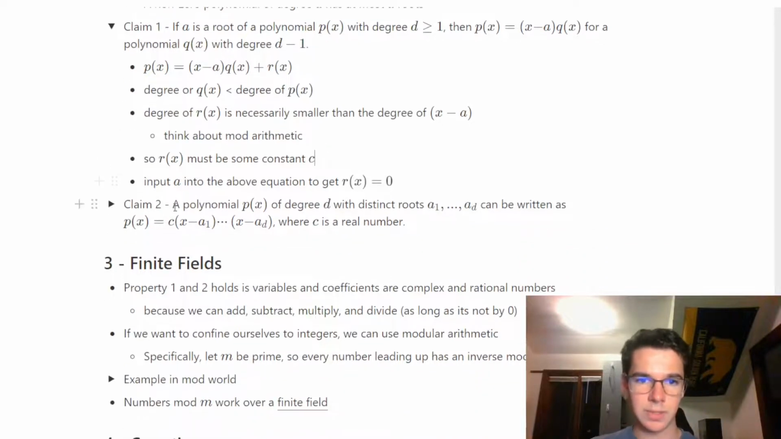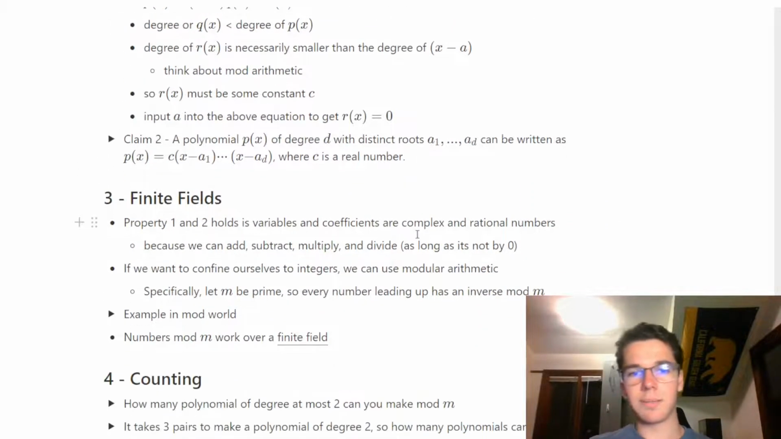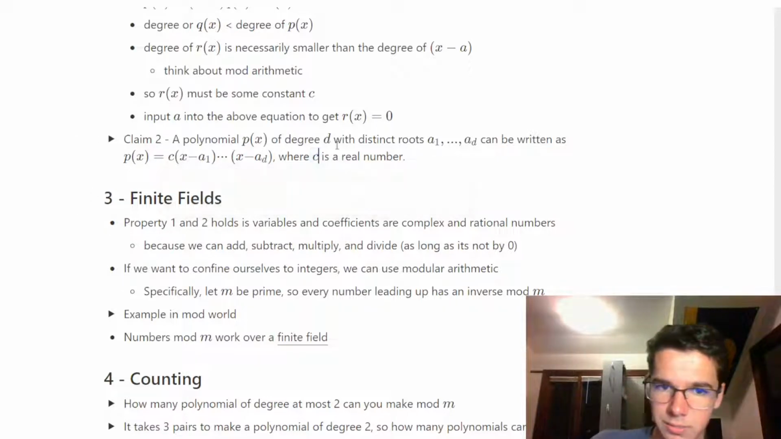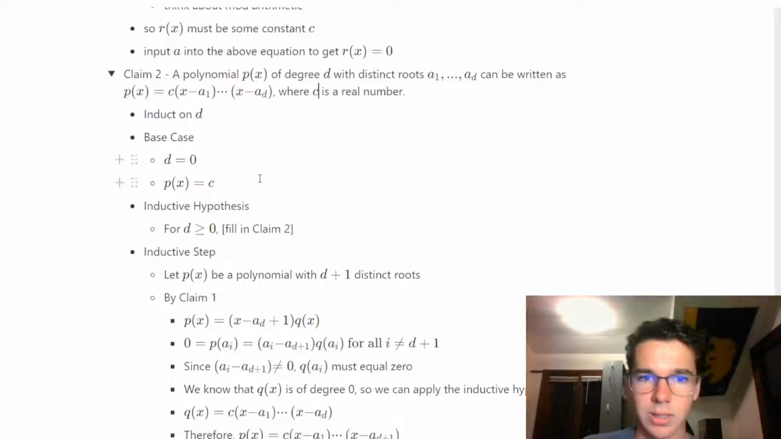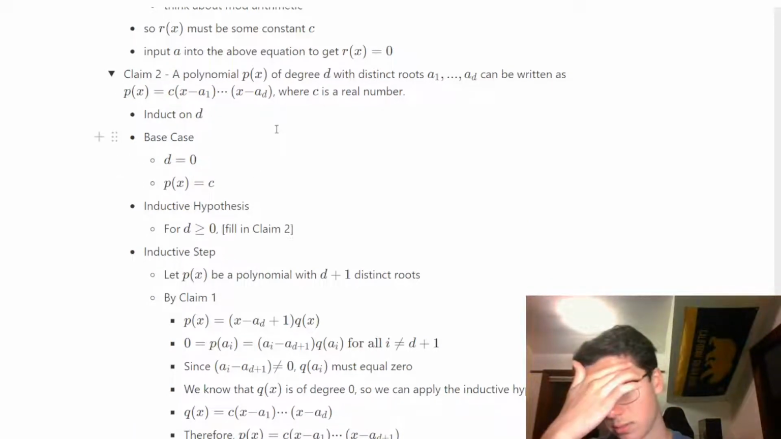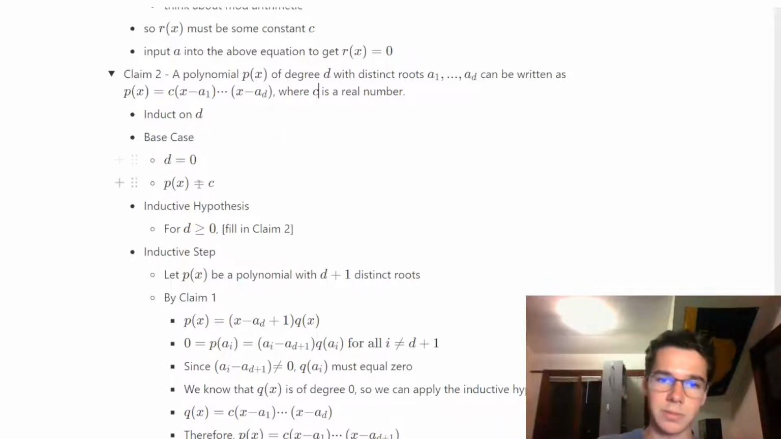Okay, and this other claim states that a polynomial p of x of degree d with distinct roots a1 through ad can be written as p of x equal to some constant times x minus the first root all the way up to x minus the last root, where this constant is some real number. We're going to induct on d. Let's say we have 0 roots. That means that our polynomial is just going to be equal to a constant.